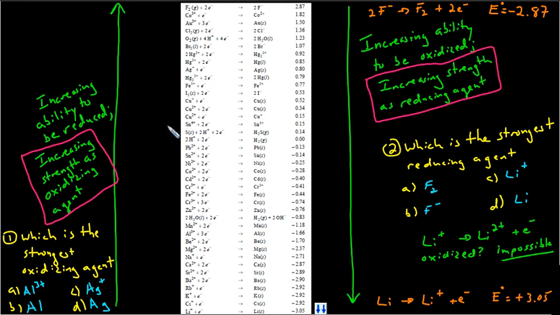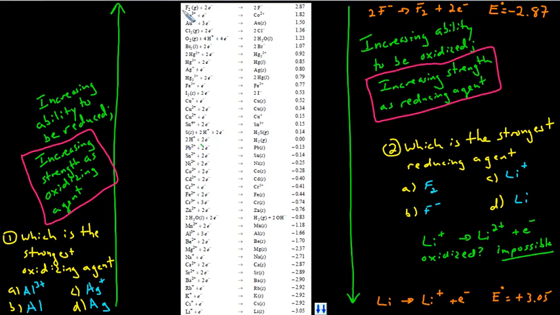We can recall from the last video that the more positive an E standard value is, the more spontaneous that process is. And so we can consider the spontaneity of each of these reactions written here. Which of these is more spontaneous? Lithium being reduced or fluorine being reduced?